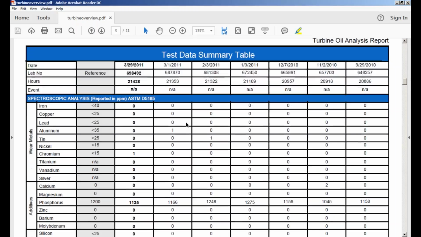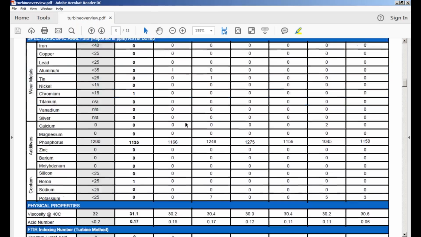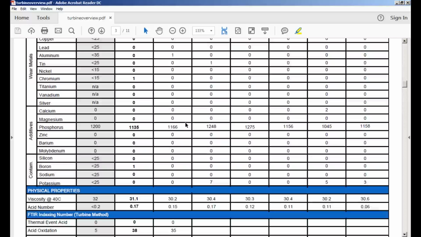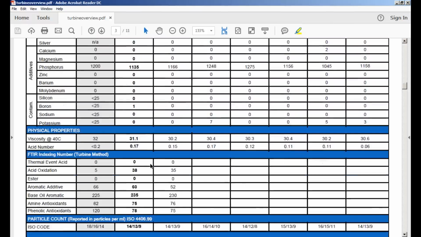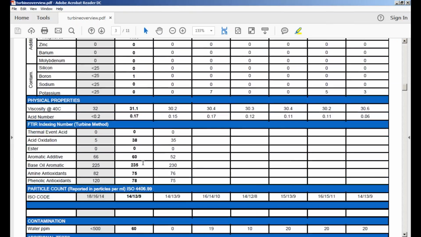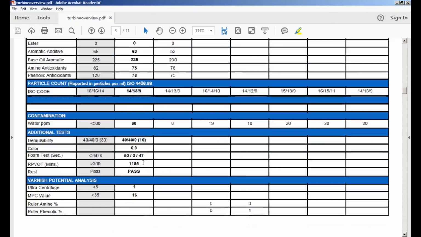A lot of times I take a real close look at the summary table because it's almost like an at-a-glance view. We can quickly scan to see if we have any issues that stand out, especially when we have sufficient history to compare it to. Paging down through this normal report, we have the elemental spectroscopy, which has all of our different elements. We have viscosity, acid number, IR, and then particle count and water.